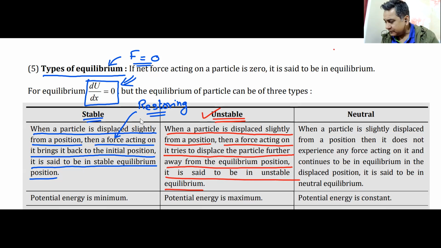Now, there was a famous poem, I think in kindergarten, rain, rain, go away, come again another day. So unstable equilibrium is like rain, rain, go away. Just saying go, go, go, go, go, don't come back.